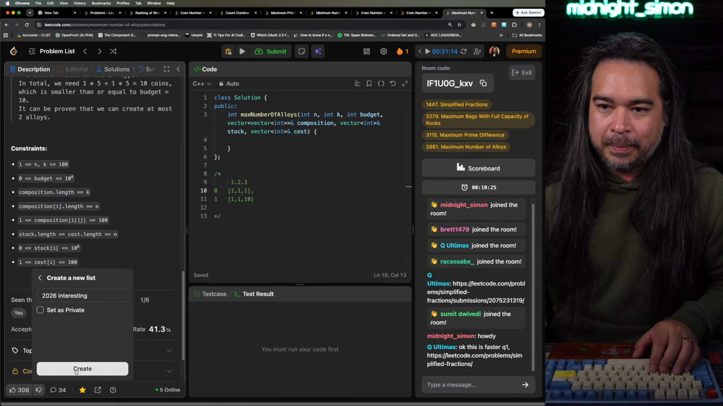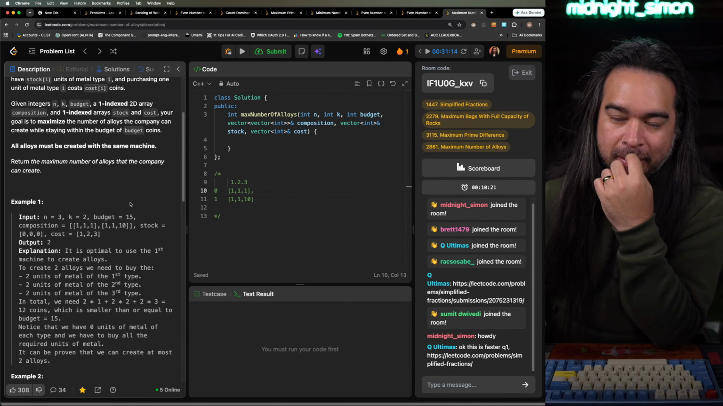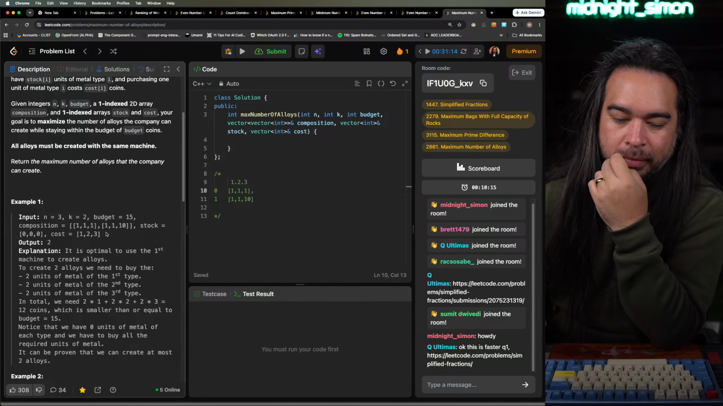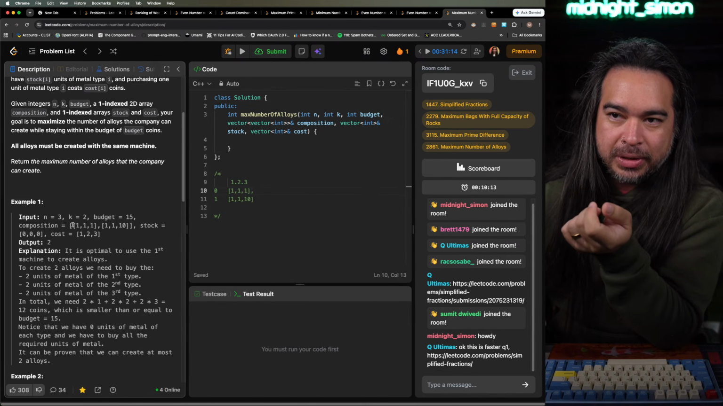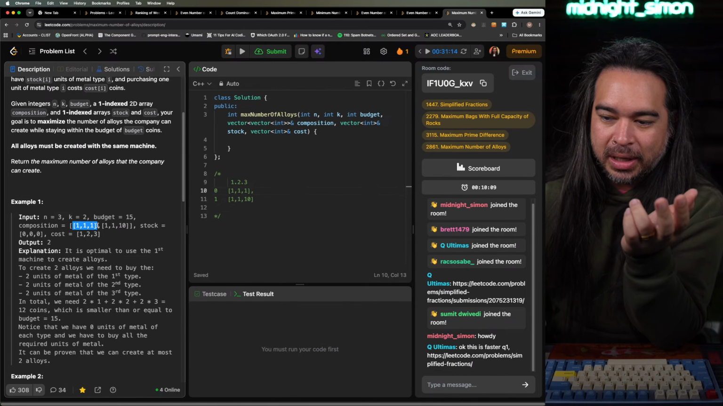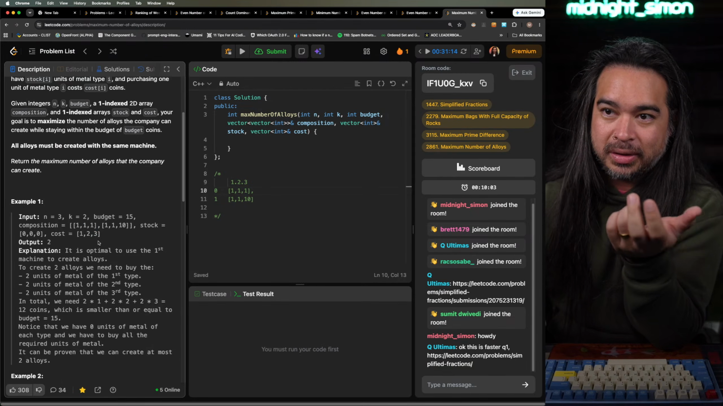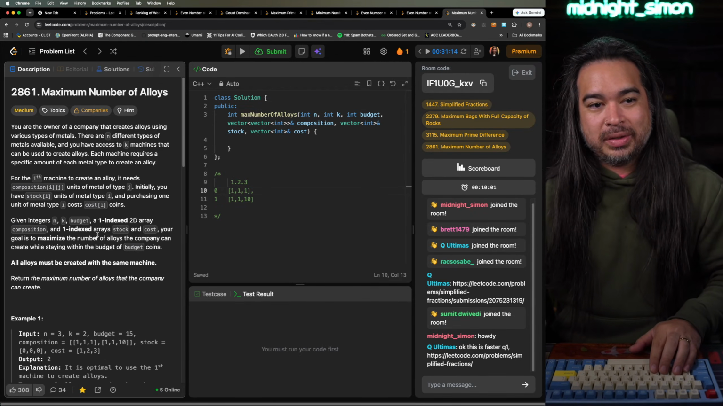Interesting. I don't have time to do it, but each machine is like the stone in the knapsack. And then yeah, this is the knapsack. Anyways.